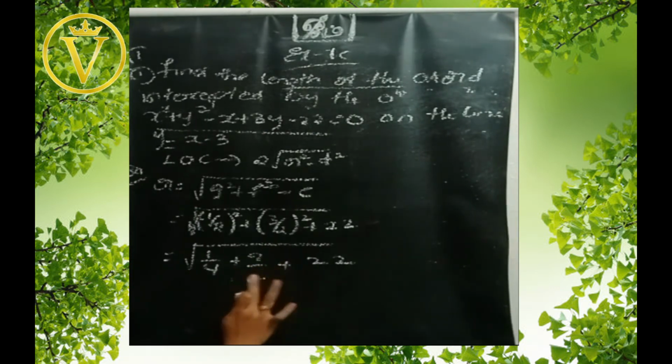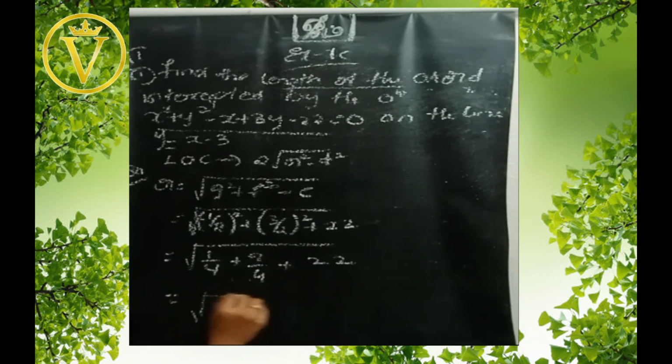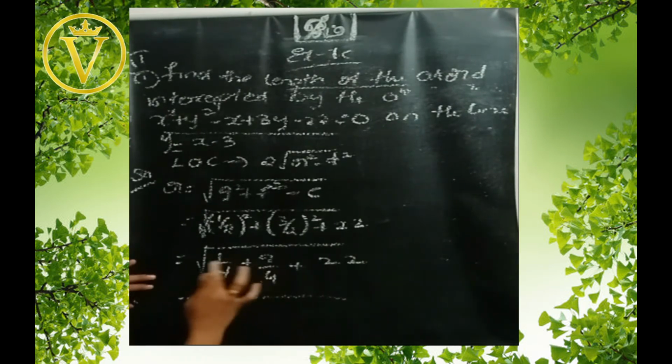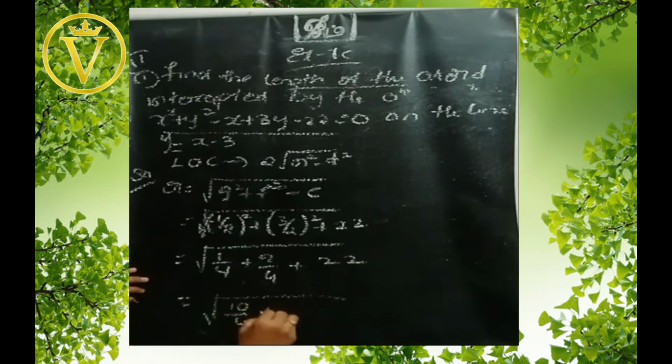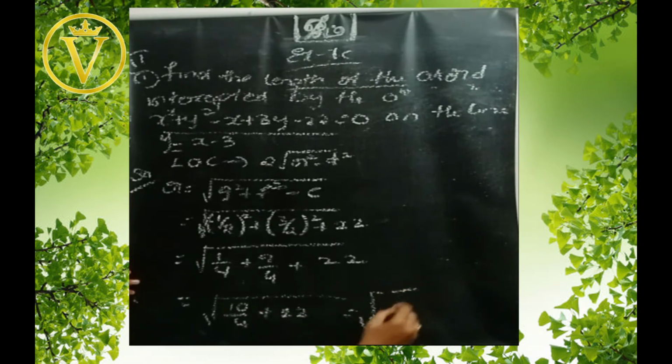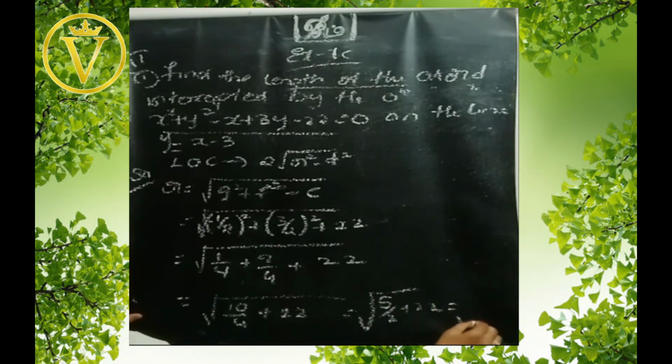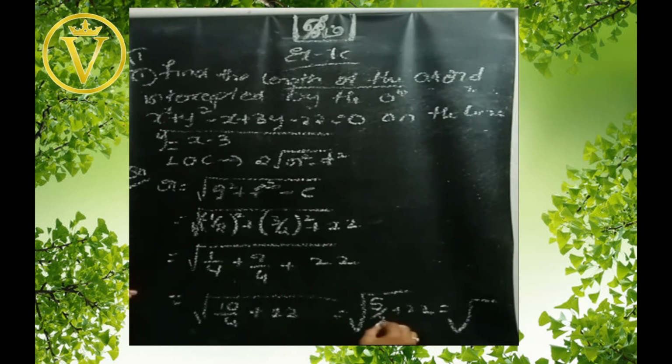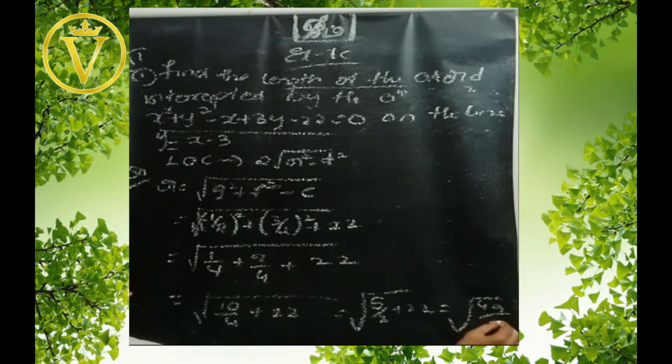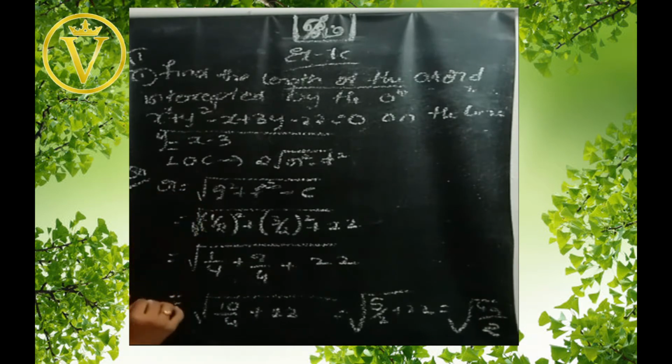Okay, 9 by 4. Now here, take the LCM. You can take 10 by 4 plus 22. Then you will get 5 by 2 plus 22. This is the 5. Then you will get here 22 2s, that means 44. 44 plus 5, that means 49 by 2. That is nothing but r. r is the value of root of 49 by 2.